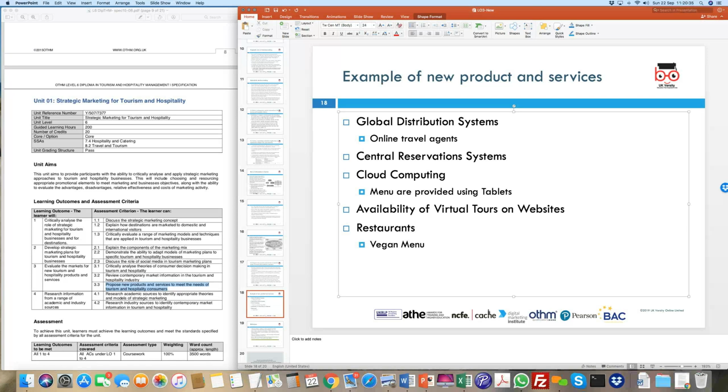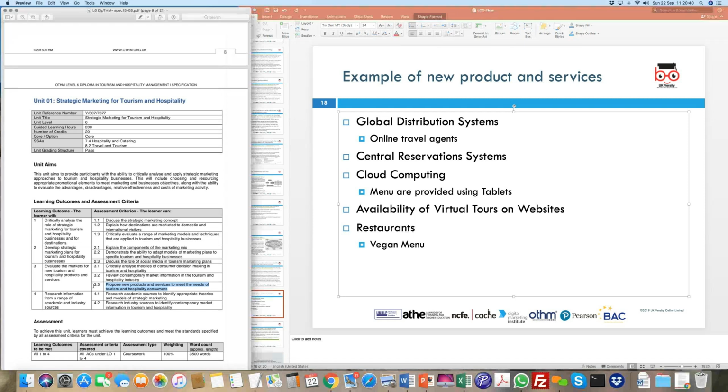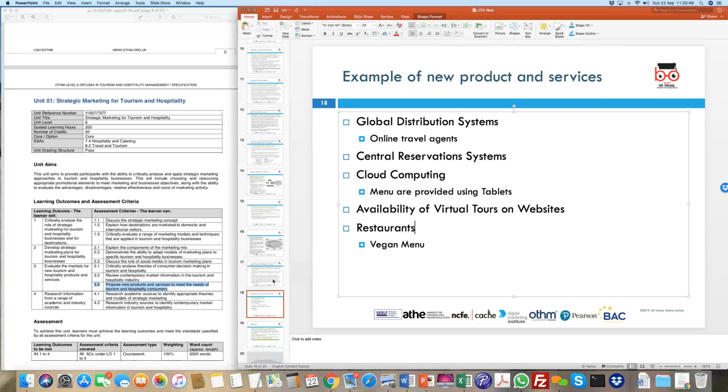So here, in task 3.3, not the learning outcome, task 3.3, you have to think of one particular service and explain that. Is that okay?